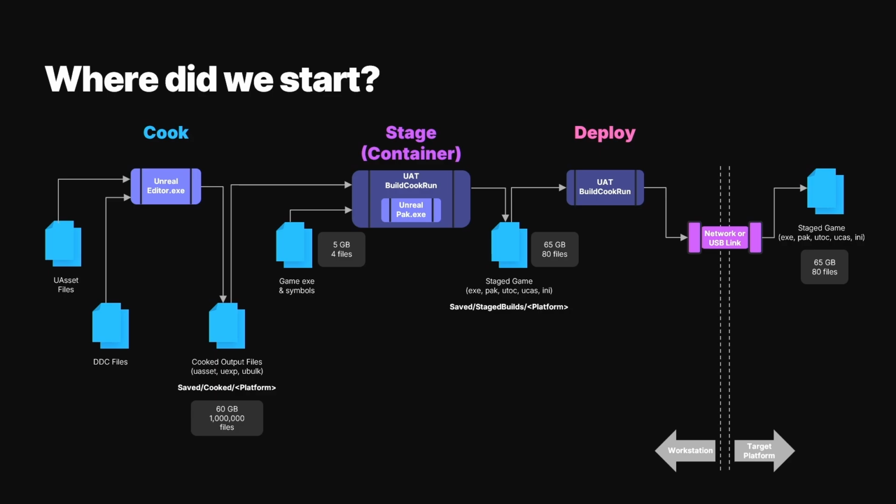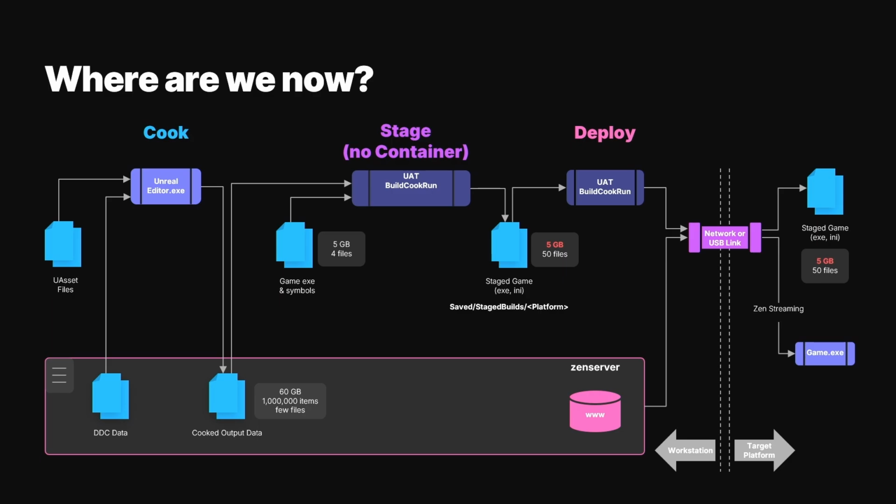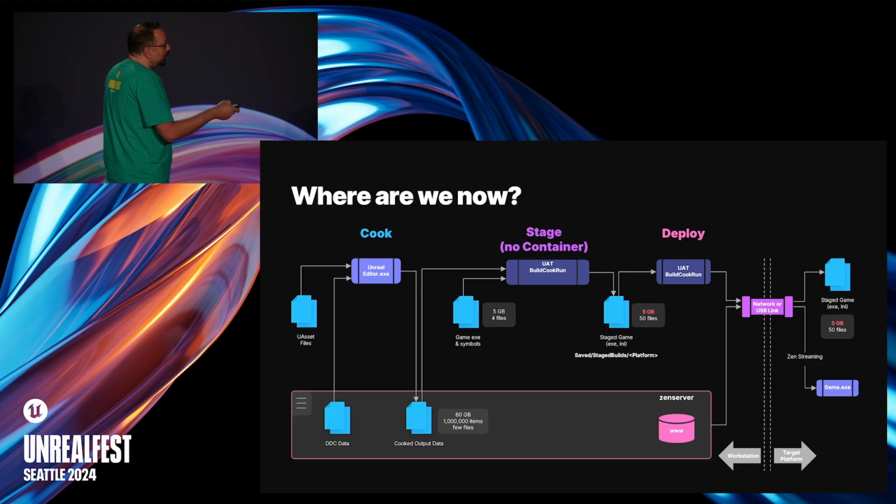Again, make note of your stage build was 65 gigs spread over 80 files, and that same build had to be deployed over to the target device. Now, when we're using Zen streaming and the aforementioned features, our DDC data is in ZenServer, our cooked output data is in ZenServer. It's high granularity, it's still 1 million items. However, that's not 1 million files on the file system because ZenServer is choosing how that's represented, and it's much more aggregated.